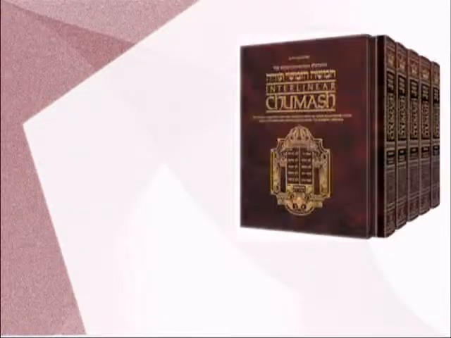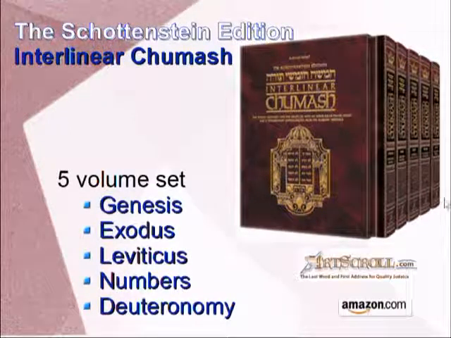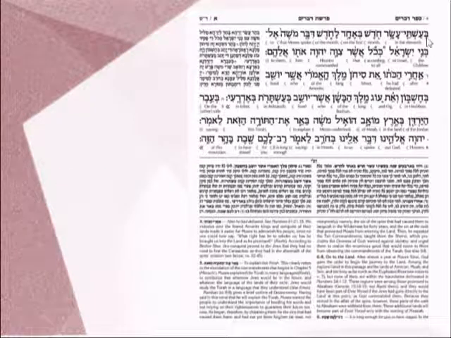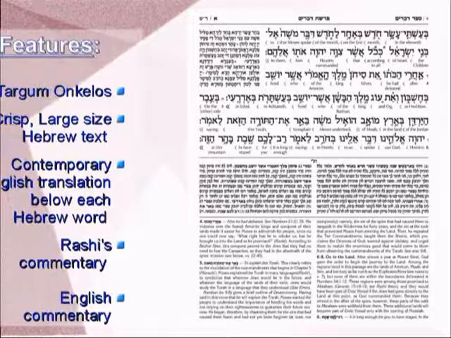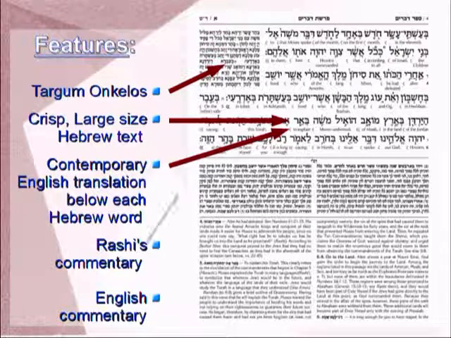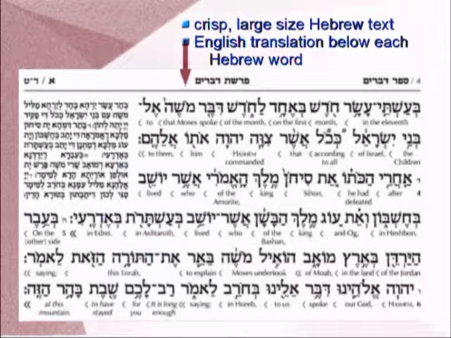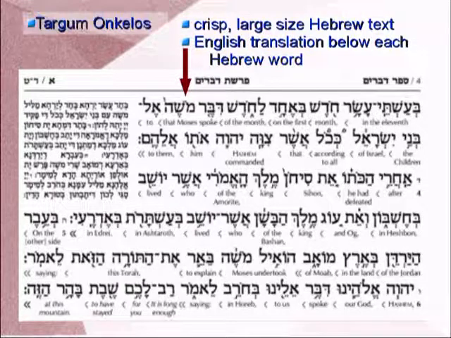And we have an interlinear Bible, 5 volumes in this Schottenstein Interlinear Chumash from Genesis to Deuteronomy, and they have the words in Hebrew with the English words underneath each word, so that's very, very useful, and it has translations and various commentaries there also. And this is a little bit of a close-up of what it looks like, so again, that's very useful.